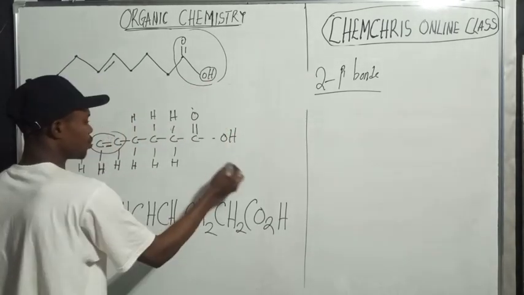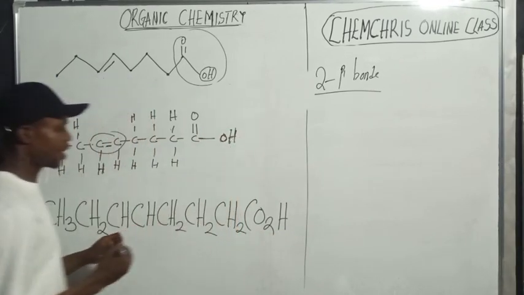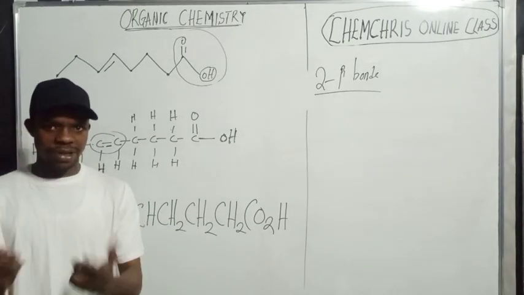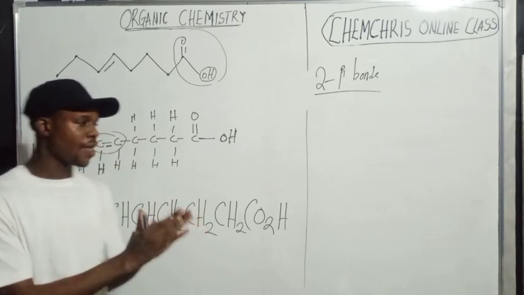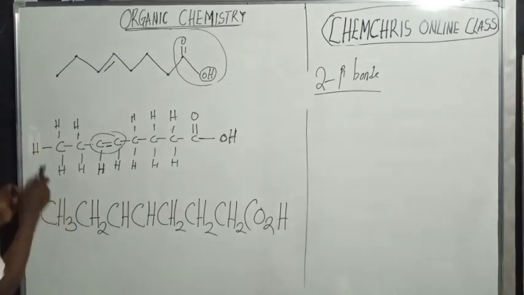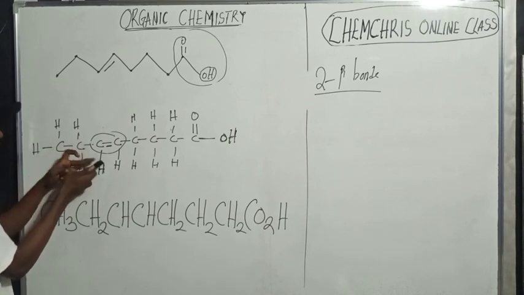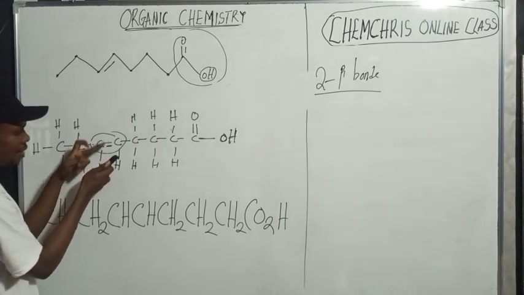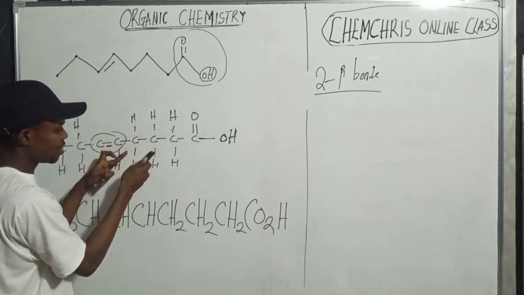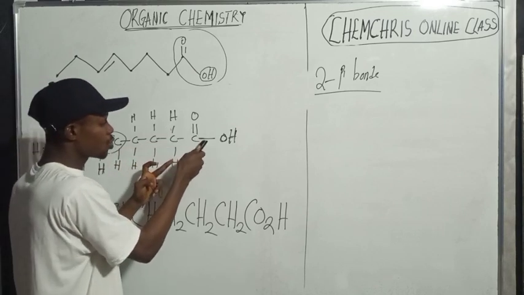Numbers of sigma bonds. So how do we calculate numbers of sigma bonds? It's okay. Now, each of the single bonds is called a sigma bond, and a double bond contains one sigma bond and one pi bond. So let's start from here. Here we have 1, 2, 3, 4, 5, 6, 7, 8, 9, 10, 11, 12, 13, 14, 15, 16, 17, 18, 19, 20, 21, 22.